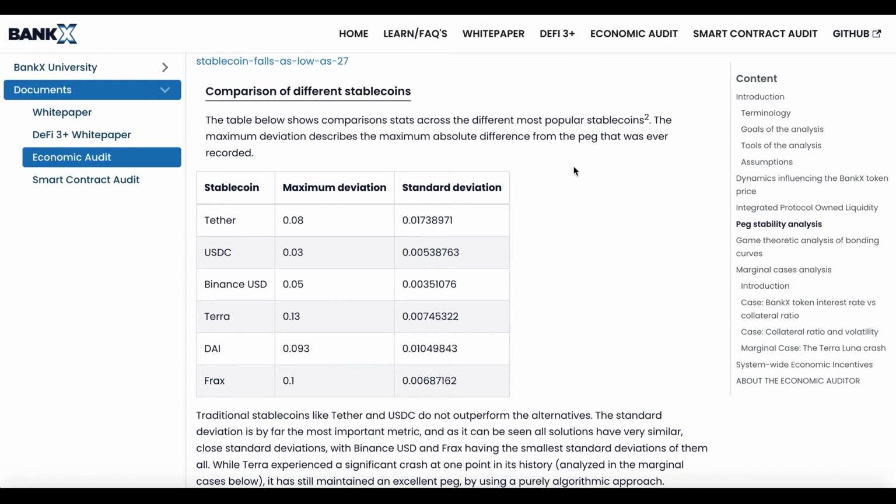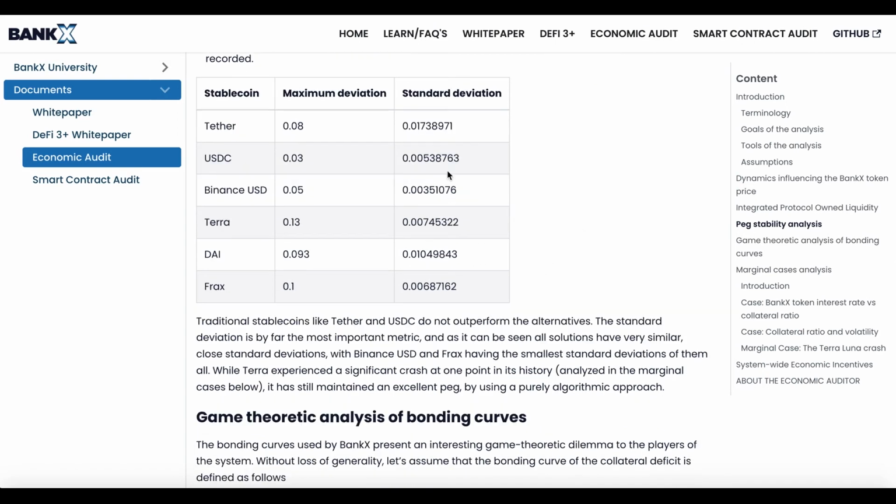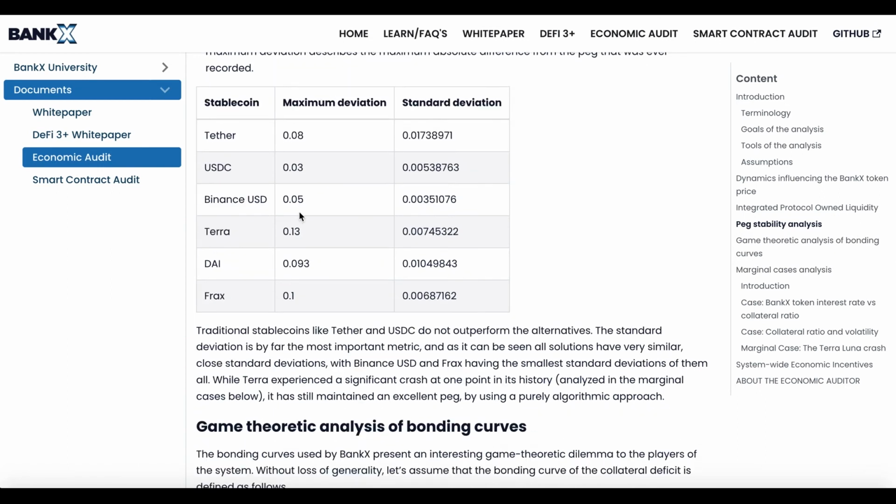What I mean by this is that we have all these different stablecoins, and we also have Frax, we have Terra, and actually they perform quite well when you compare them to more traditional, let's say, stablecoins in terms of the variance of the peg. Pretty much all the stablecoins actually perform quite well. And Terra only has a very high maximum deviation because they had a crash, which is analyzed in the marginal cases analysis.